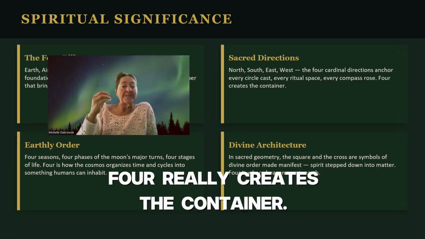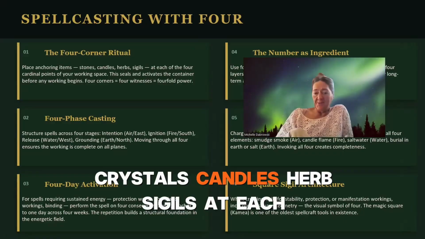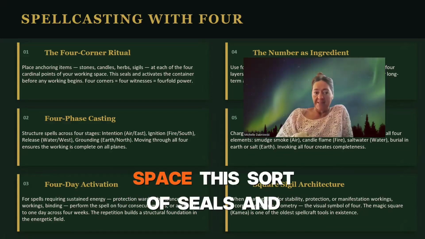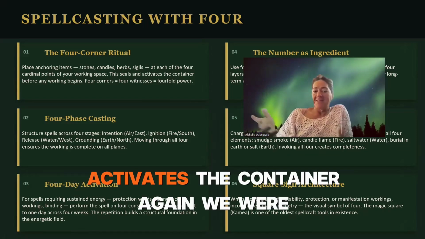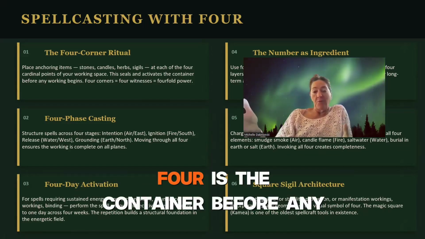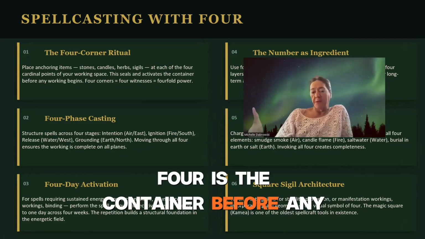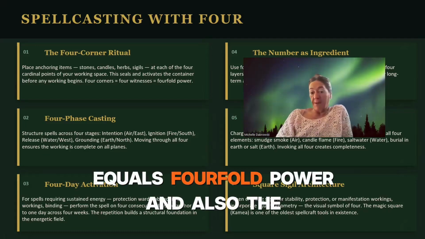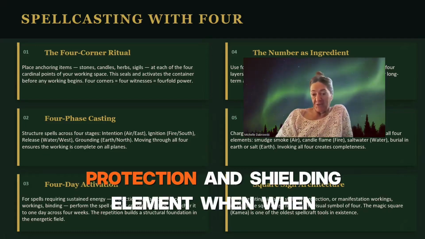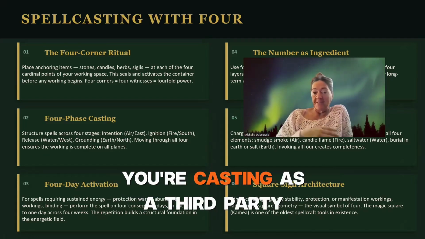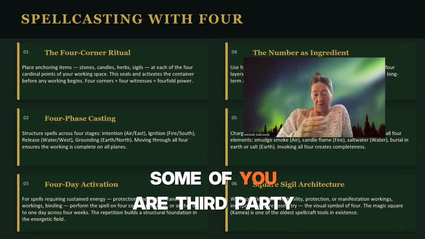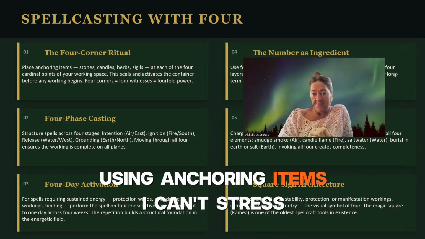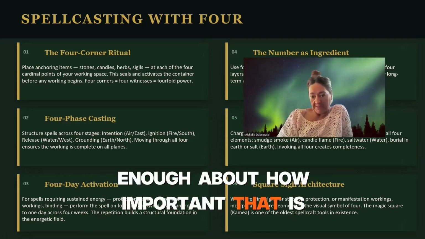Four really creates the container. Crystals, candles, herbs, sigils at each of the four cardinal points of your working space. This sort of seals and activates the container. Again, we were talking about four is the container before any work begins. Four corners equals four witnesses equals fourfold power. And also the protection and shielding element when you're casting as a third party. Some of you are third party practitioners. And so using anchoring items, I can't stress enough about how important that is.